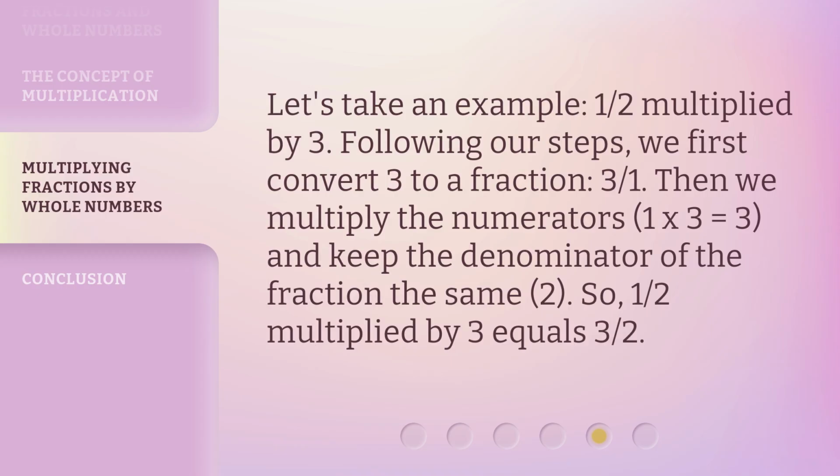Let's take an example. 1/2 multiplied by 3. Following our steps, we first convert 3 to a fraction, 3 over 1. Then we multiply the numerators, 1 times 3 equals 3, and keep the denominator of the fraction the same, 2. So, 1/2 multiplied by 3 equals 3/2.